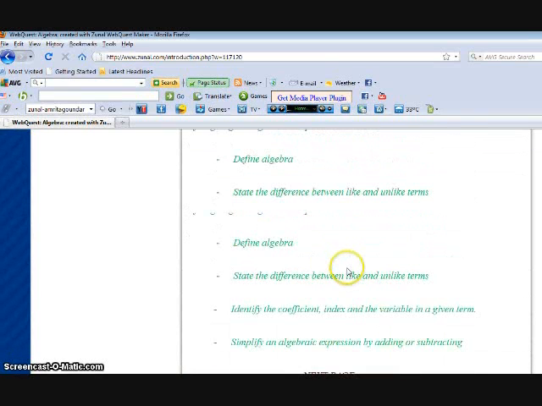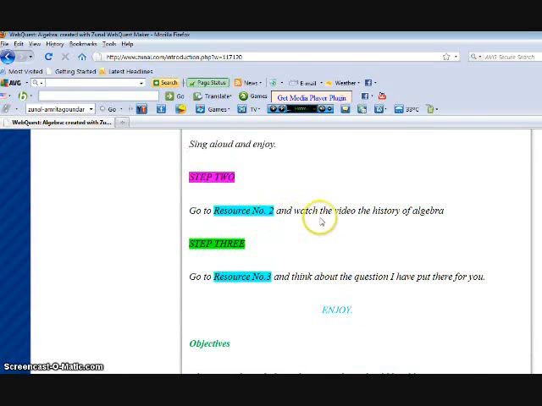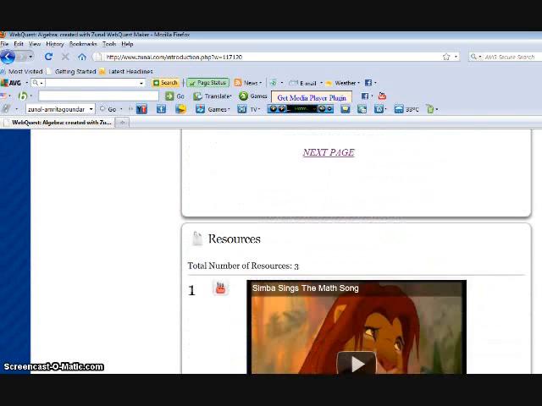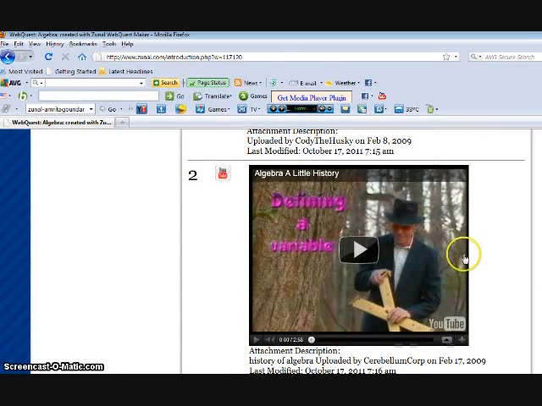The next resource that I have included is on the history of algebra. It is very important that before we teach a concept to students, we teach them a little bit of history on the concept. I believe this leads to greater understanding.